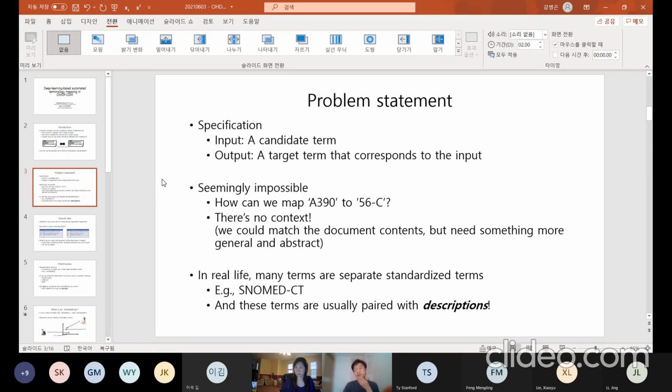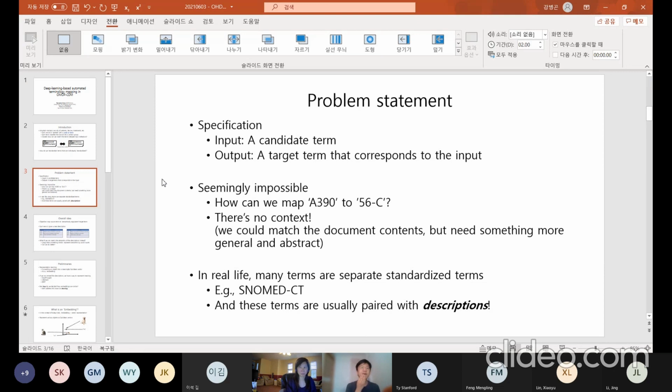So at first glance, it might seem like an impossible task, because if we're just given the codes, then we don't have any contextual information to map one tag to another one. Right? So, bluntly put, how can we measure the similarity between the code A390 to 56-C? If we just look at the tags, it doesn't really make sense. So we need some more context to do semantic level mapping.